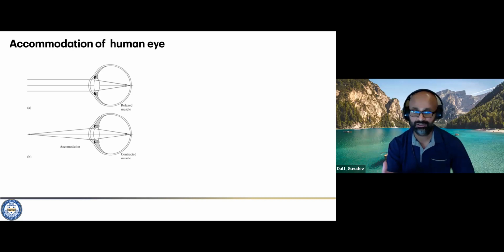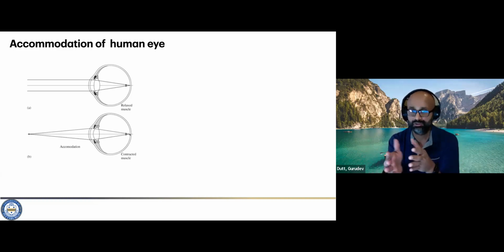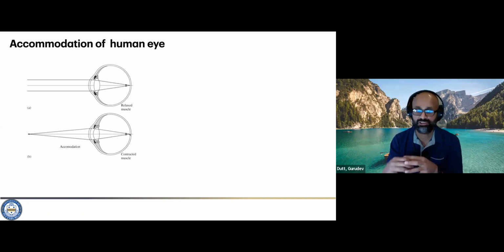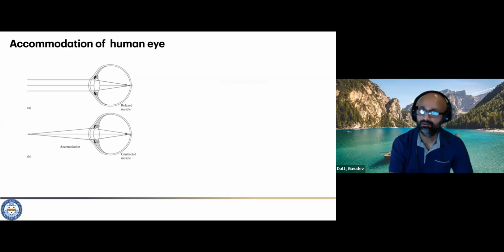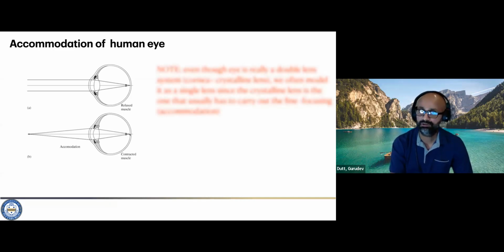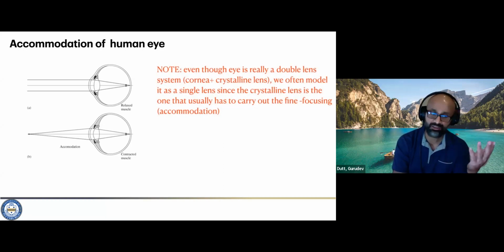So basically, it's not the distance between the lens and the retina that is changing, because obviously the eye is a certain fixed size, approximately the same in all humans. So it's really the curvature, the shape of this lens that is changing to cause this accommodation, as it is called. Even though the eye is really a double lens system, like I mentioned in the lecture, there's a cornea lens and then there's a crystalline lens, we just often model it as only a single lens, because really it's only the crystalline lens, which is like a Grin lens, as I said in the lecture, that has to carry out this fine focusing, this accommodation of the eye.